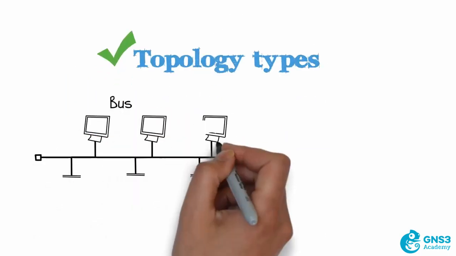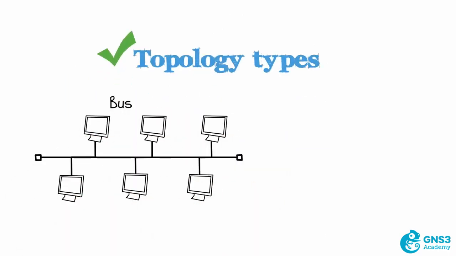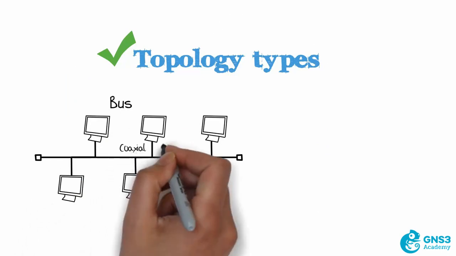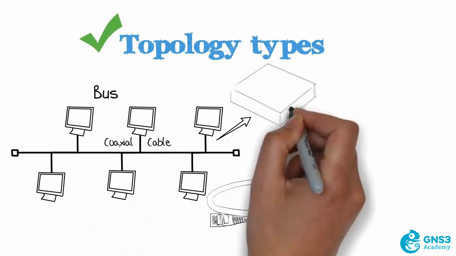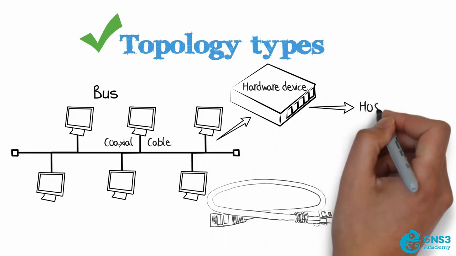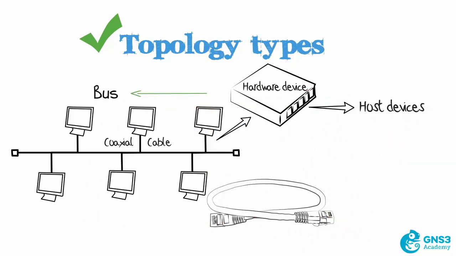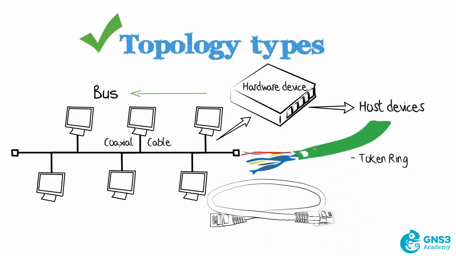In early bus topologies, computers and other network devices were cabled together in a line using coaxial cable. Modern bus topologies establish the bus in a hardware device and connect the host devices to the bus using twisted pair wiring. A ring was used by technologies such as token ring and FDDI in the past.